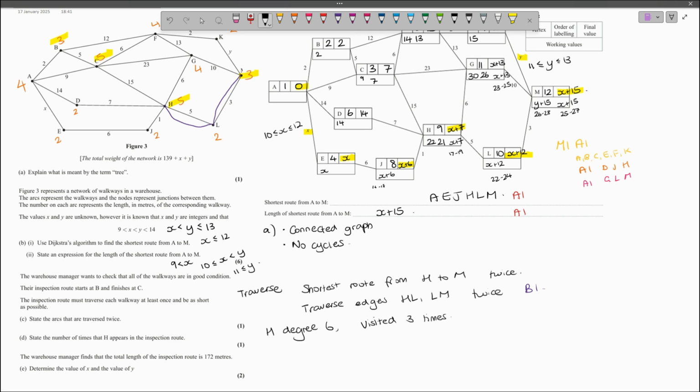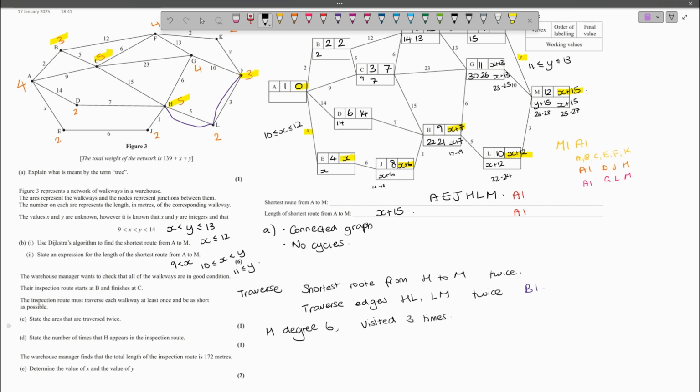Why is that? Well, every time you visit H, you must come into H and out of H, which uses 2 edges. So we can only visit H 3 times before we use all 6 edges. If a vertex is a starting vertex or a finishing vertex, you only need to use 1 edge for the starting visit or the finishing visit. So because you only have to leave B, for example, or enter C once.